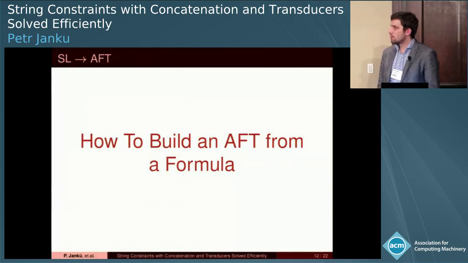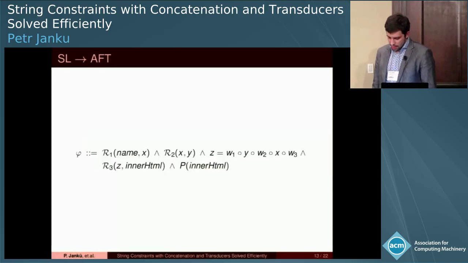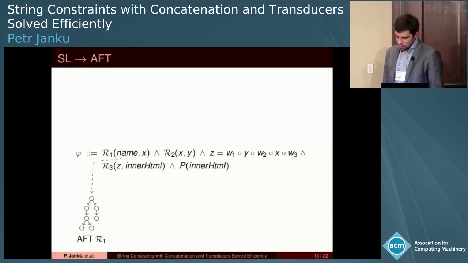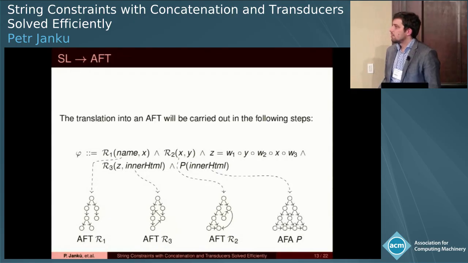Now, in the following slides, I'll describe how to build a transducer from a formula. As the base case, we get rational constraints, which are already represented as transducers, and regular constraints, already represented by automata. For example, rational constraint R1 is represented by transducer R1. Rational constraint R3 is represented by transducer R3, and so on. The translation into a transducer will be carried out in the following few steps.